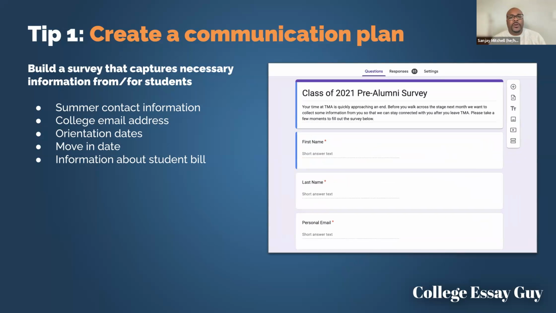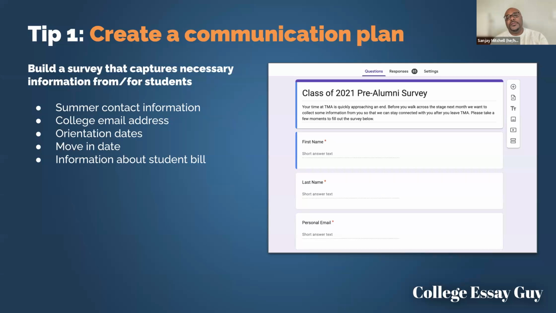We know that when graduation happens, students either move out of town. Some students live with a different parent. Some students may be spending the summer with a sibling, with an aunt, with their grandparent. They might be out of the country. They might be abroad. They might be away. There's a whole host of different scenarios that might happen in the summer.